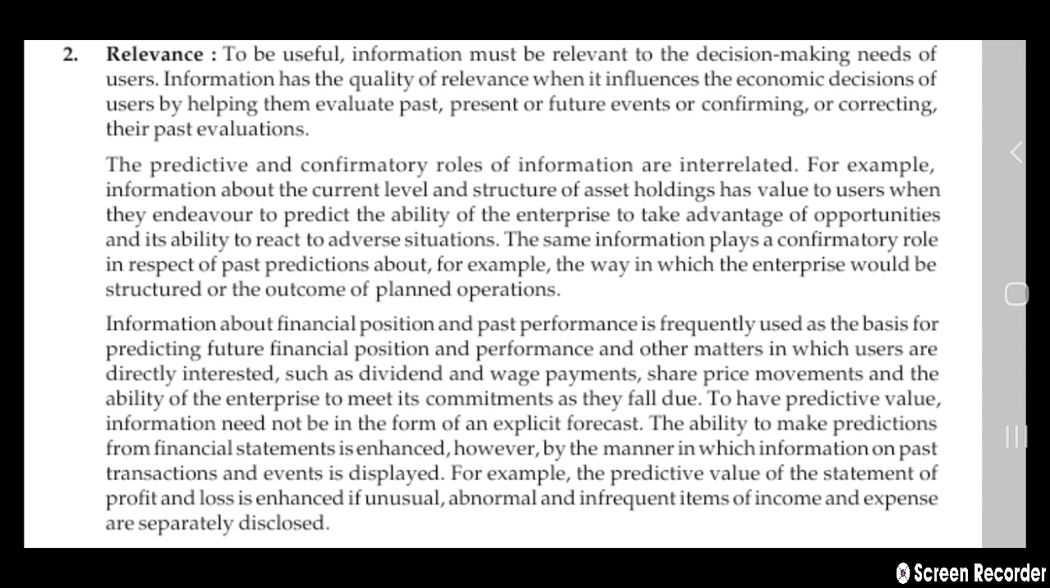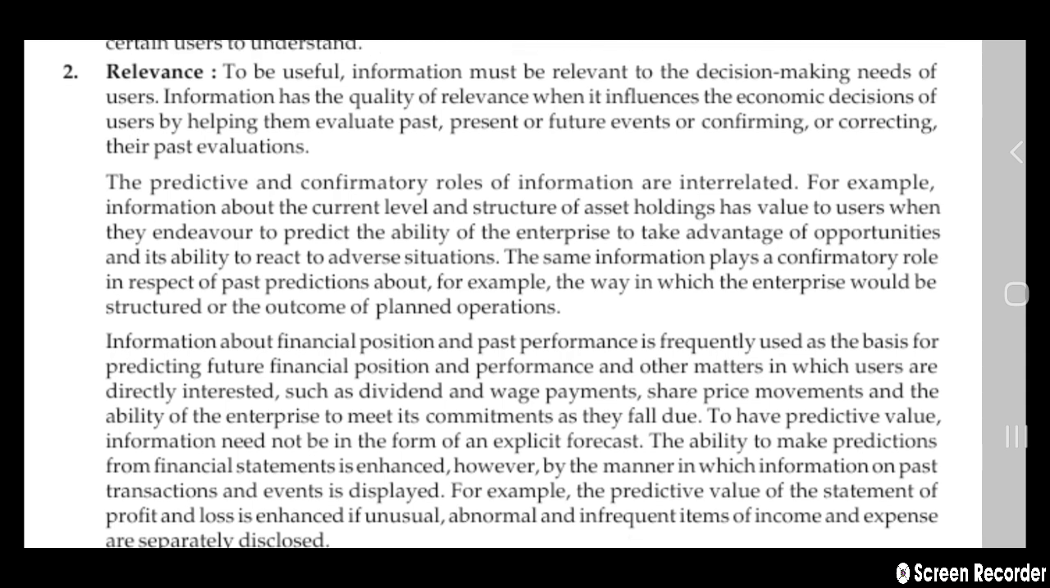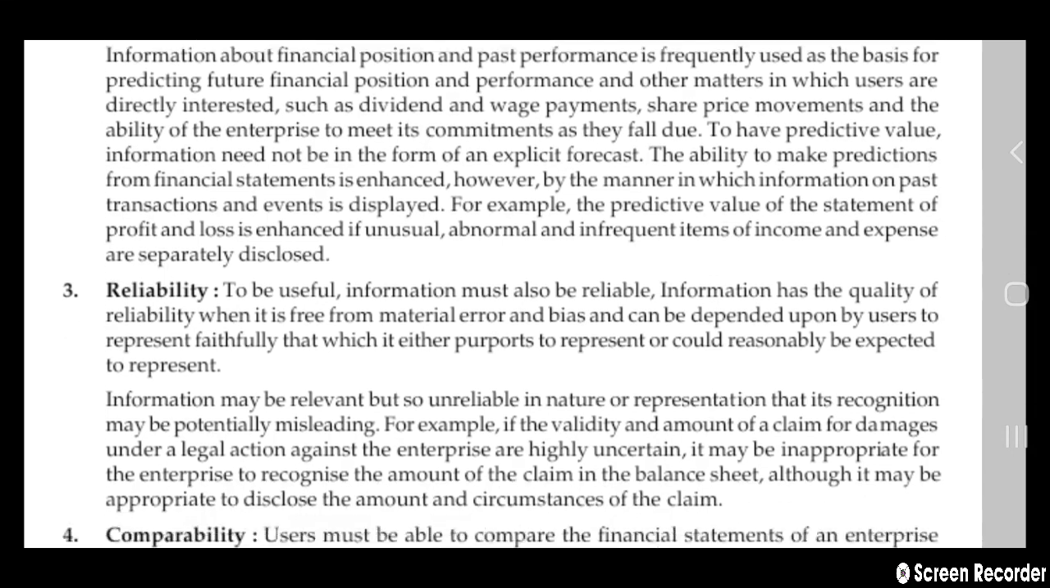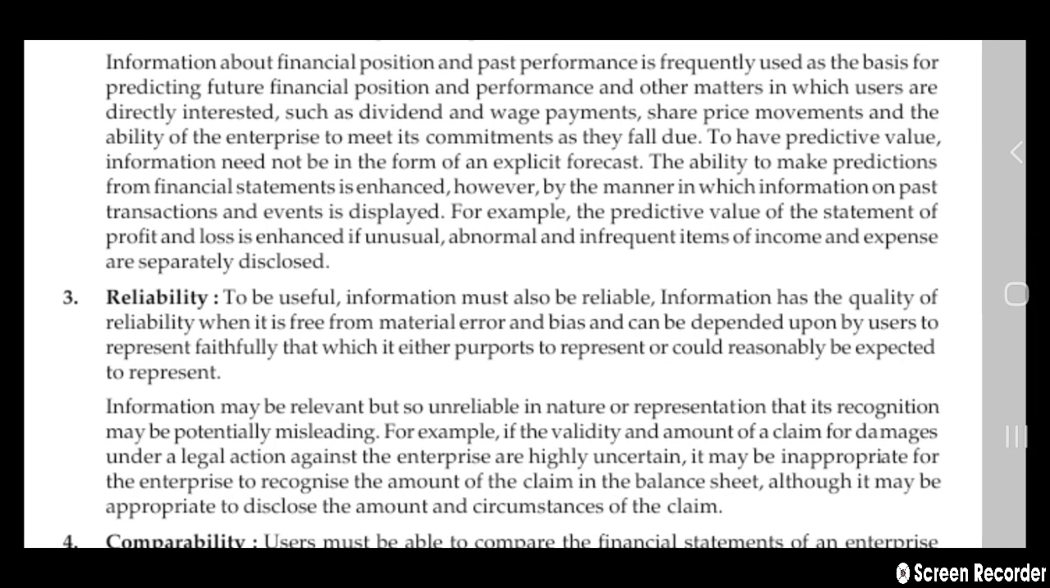For example, the way in which the enterprise is structured or the outcomes of planned operations. Information about the financial position and past performance is frequently used by managers or company owners so that they can predict what happens in the future, about their financial position and performance, and many other matters. To know this, they should have continuous information about financial position and past performance.